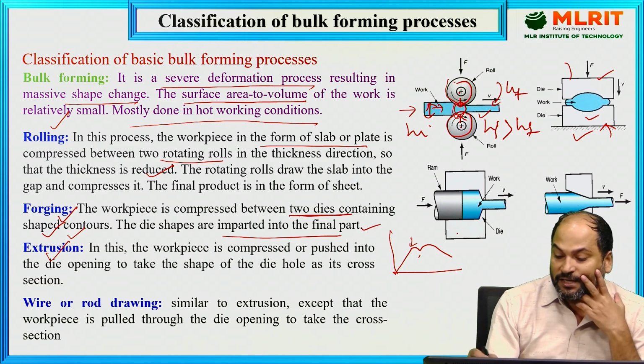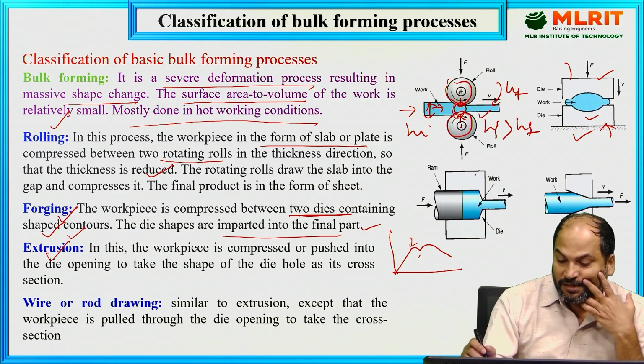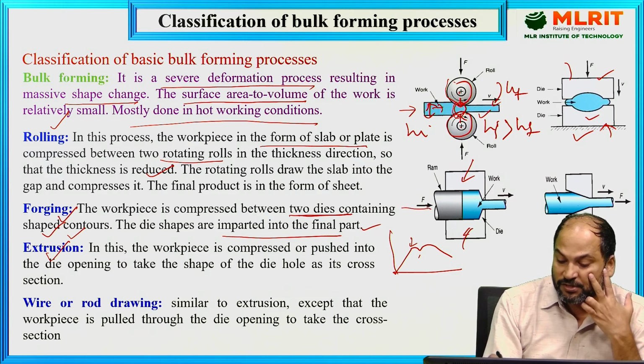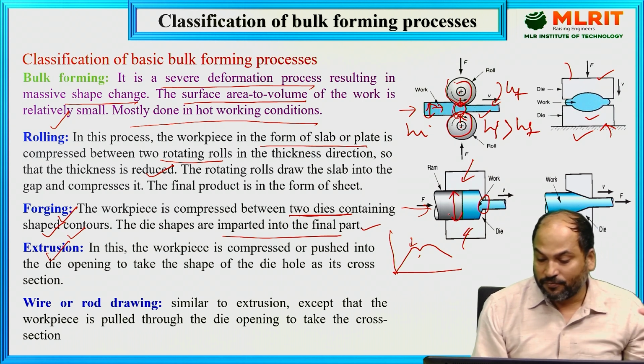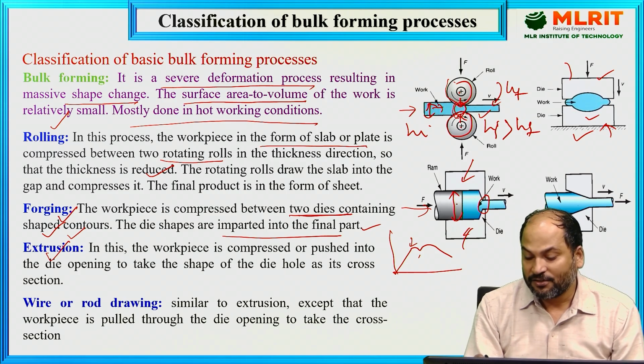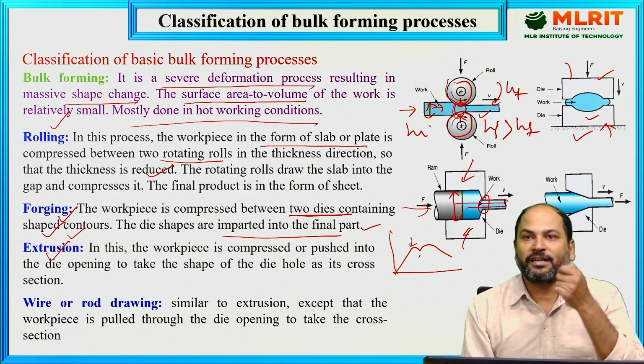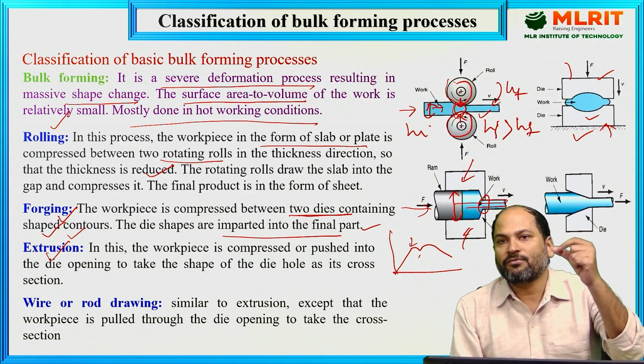You can see here this is actually the die, and through it we are forcing the workpiece to move inside with the plunger. This is the die opening. You can see here the dimension of the block. Its diameter is larger, but we are forcing it to flow inside, and it comes out through this opening. Just like paste, we press at some point, and there is an opening through which it comes out.